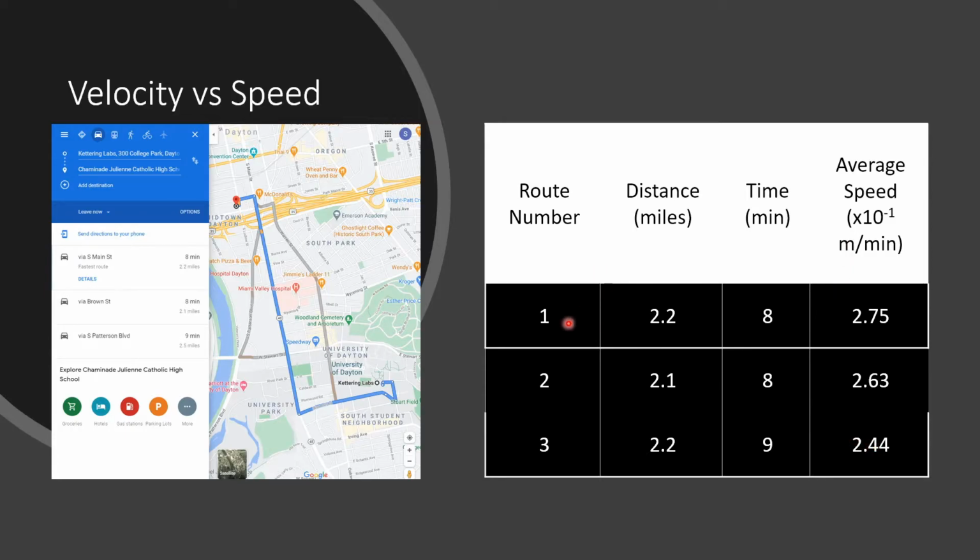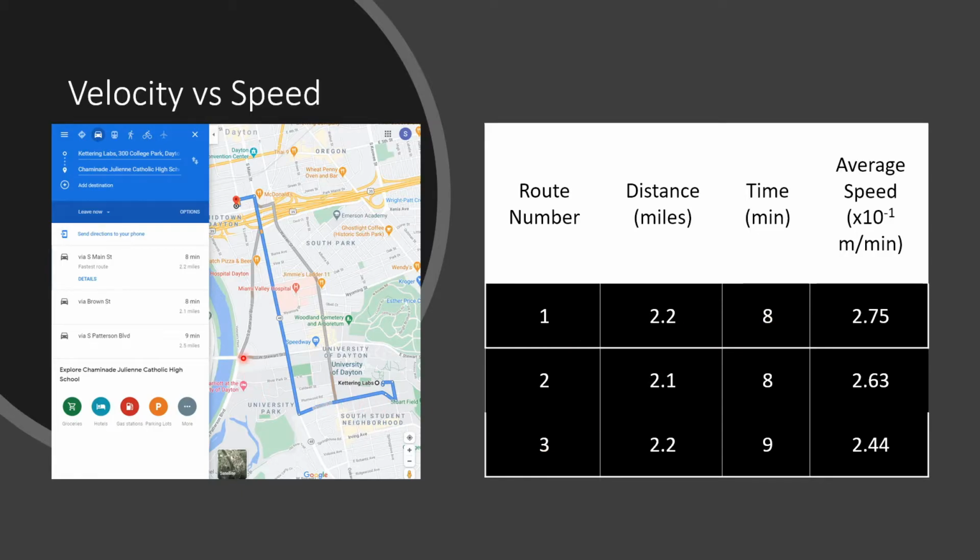So if I take route one, which is the South Main Street one, it is going to take me about 8 minutes to cover 2.2 miles, or my average speed is going to be 0.275 miles per minute. If I take the Brown Street one, which is 2.1 miles, it's going to take me 8 minutes. My average speed is going to be 0.263 miles per minute, right? So remember when I said that it's got a lot more traffic signals on it. That's the reason why it's taking me longer to cover a shorter distance compared to route number one.